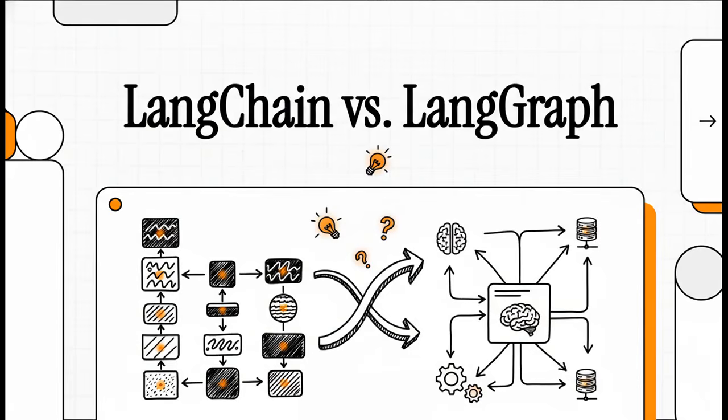All right, let's talk about LangChain and LangGraph. If you're building anything with LLMs, you're definitely using LangChain. But now LangGraph is on the scene, and it's created a bit of confusion. Are they fighting for the same spot? Do you have to pick a side? Well, we're going to cut right through all that noise.